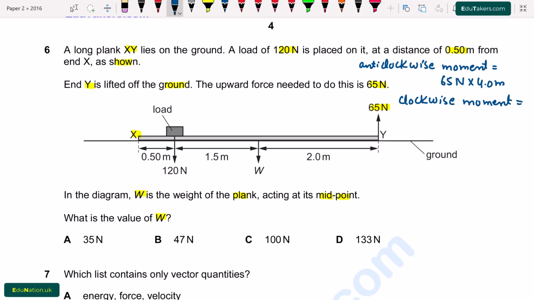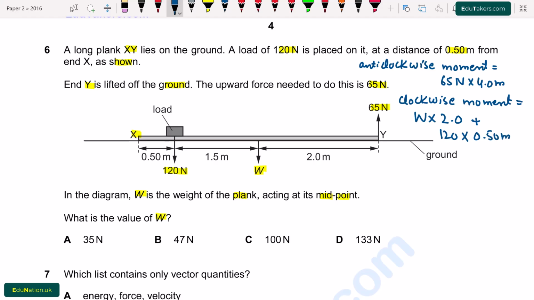This will be equal to, clockwise moment is caused by this weight and also by this load, that is 120 Newton. So I write here weight multiplied by perpendicular distance from the pivot point. This is equal to 2.0 meter. So I write here 2.0 plus the moment caused by the 120 Newton load. This will be equal to 120 multiplied by distance, which is 0.50 meter.